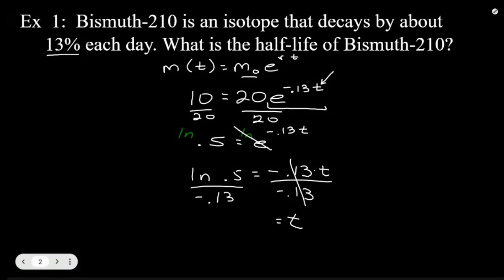And remember what this is. This is the amount of time it's going to take for 20 of whatever to become 10. So it's going to be the half-life. It's the amount of time.